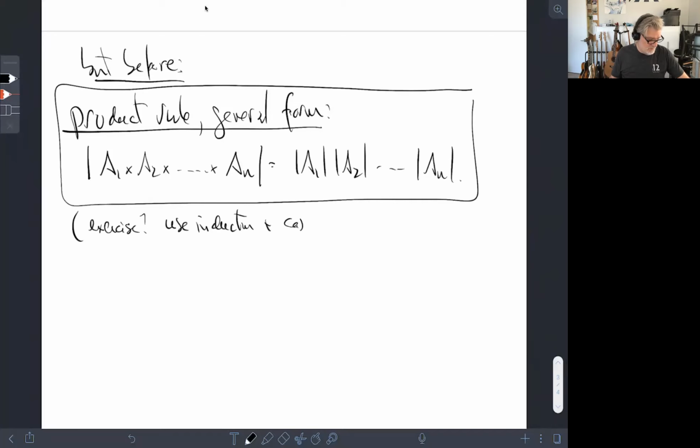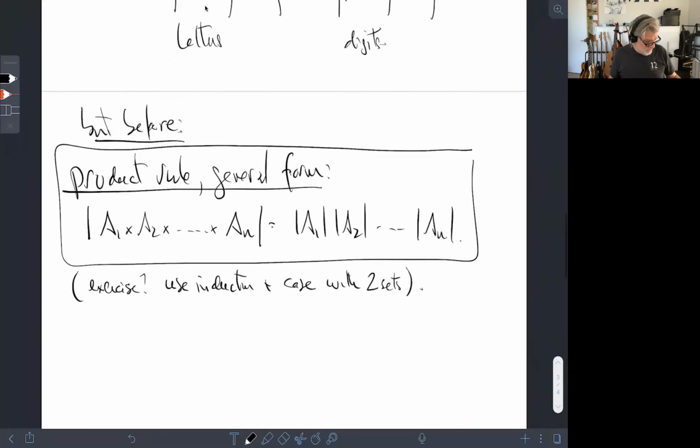The case with 2 sets. Right? So you can try that, or if you believe it, then you're fine. That's okay. That's great. Okay. So I'm going to use this version, obviously, to solve my problem.